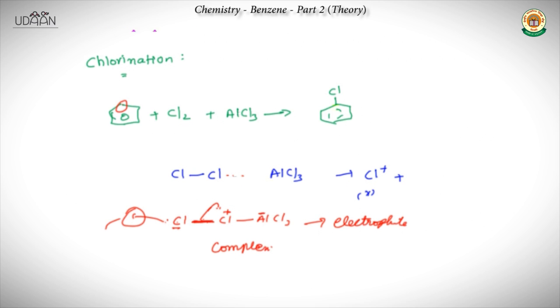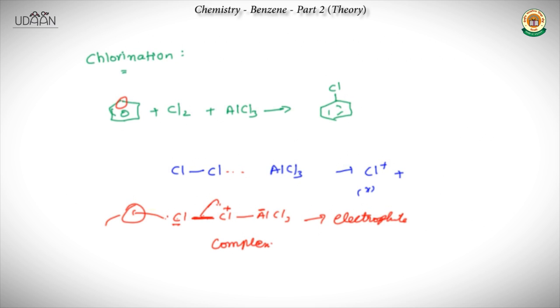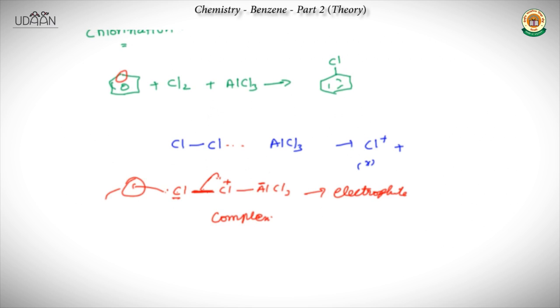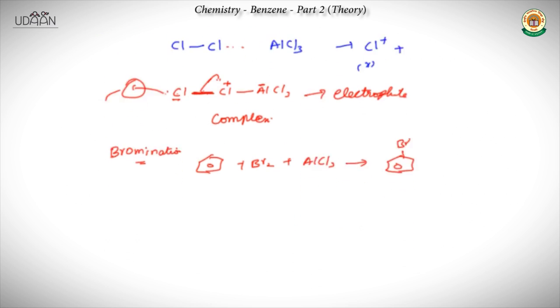Now you need not mention the mechanism again, because we have already dealt with the general procedure for mechanism in the previous ones. Now let us take bromination. Bromination is also the same thing, where you use benzene with bromine in the presence of, say, AlCl3. You will get bromobenzene. These two are very simple.